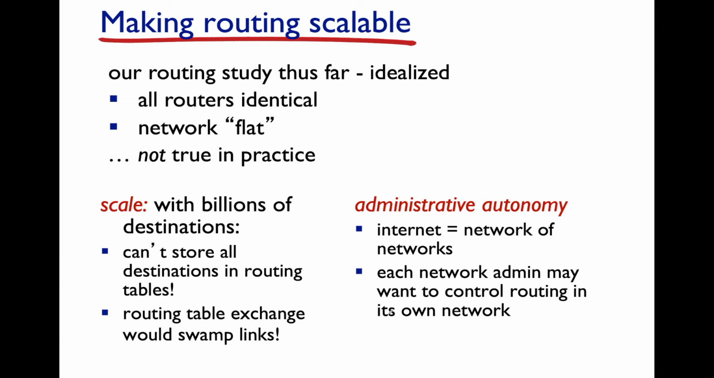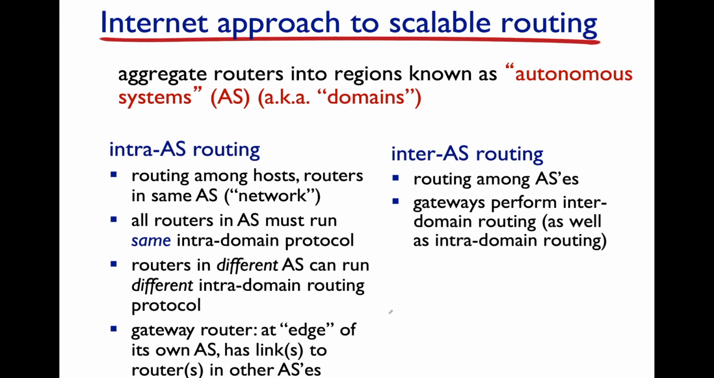And so when we talk about the so-called internet, what it really is is a network of connected networks, a network of networks. Each network has administrative autonomy and wants to have complete control over the routing for the network that they manage, own, and operate. So we aggregate routers into regions, and these regions are called autonomous systems, or ASes. Sometimes in the literature, you also see the name routing domains.